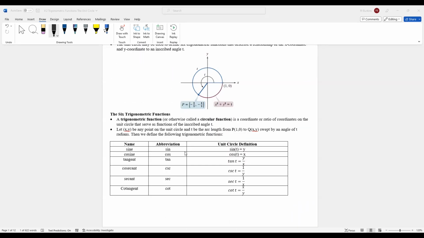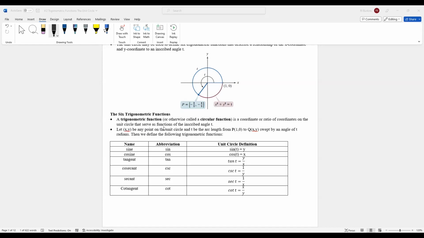So here we are defining the 6 trigonometric functions. So first off, those are sine, cosine, tangent. Those are the ones we're used to. And then their counterparts, cosecant, secant, and cotangent. The trigonometric functions, sometimes called circular functions, are a coordinate or ratio of coordinates on the unit circle that serve as functions of the inscribed angle.